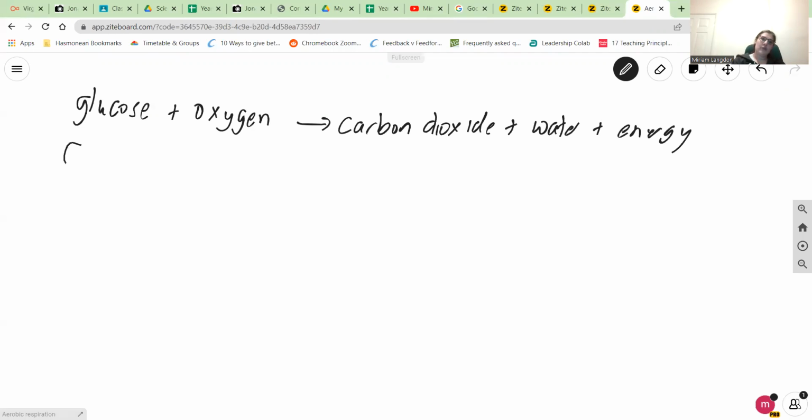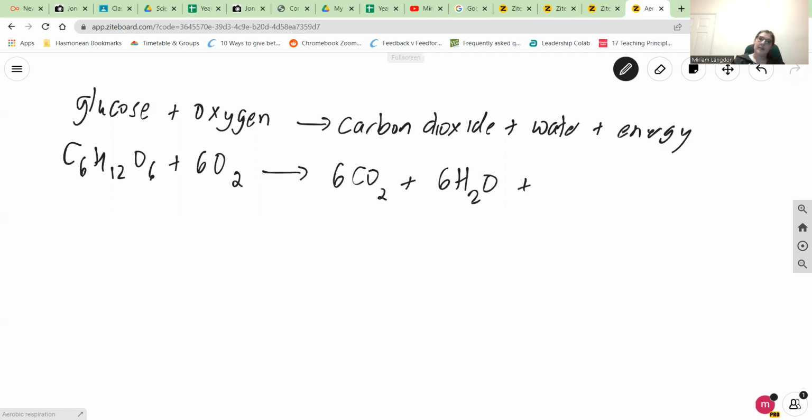And you should also know that this can be written as C6H12O6 plus 6 oxygens gives us 6 CO2s plus 6 waters plus energy, which we now know from A level is actually the molecule ATP, adenosine triphosphate.